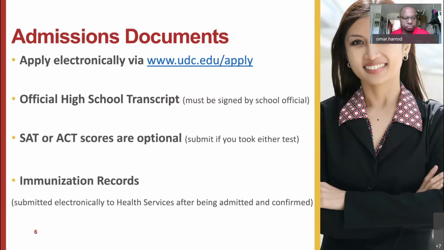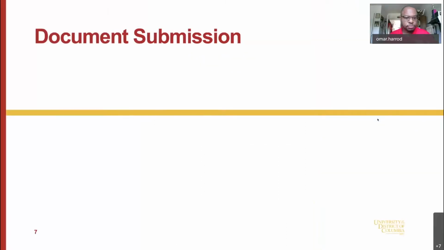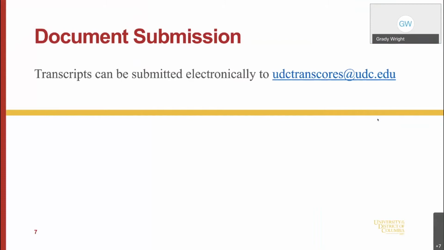Next slide. There it is. All right. So transcripts and test scores can be submitted to UDC Transcores at udc.edu. It's pretty straightforward. We want you to make sure you submit all of those documents to that email address. Again, UDC Trans, as in transcripts, and scores, for test scores. So UDC Transcores at udc.edu.